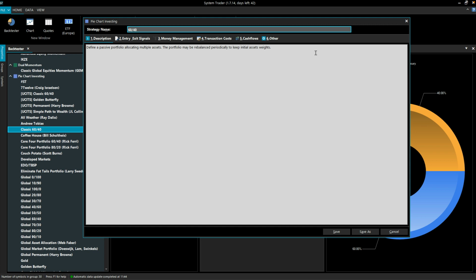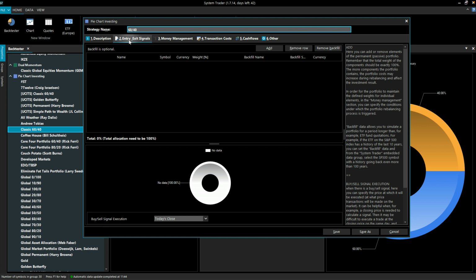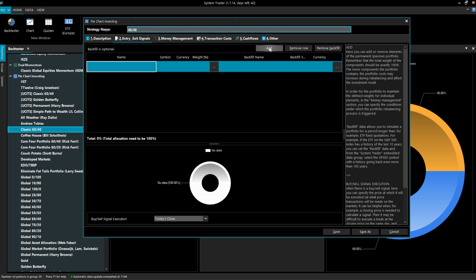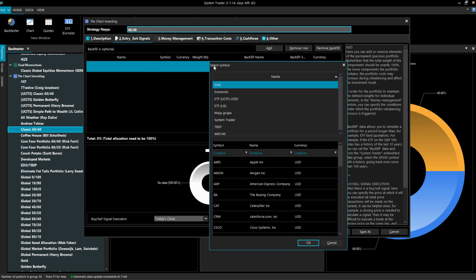Here in description, we can put anything we want to describe our portfolio. I will keep it as it is. And this is the most important tab for now: Entry, exit, signals. Here we have to put the elements of our portfolio. So let's start with the stocks. Let's assume that we want to have a global portfolio, which is built of developed markets, emerging markets, and bonds. So let's start with the developed markets.